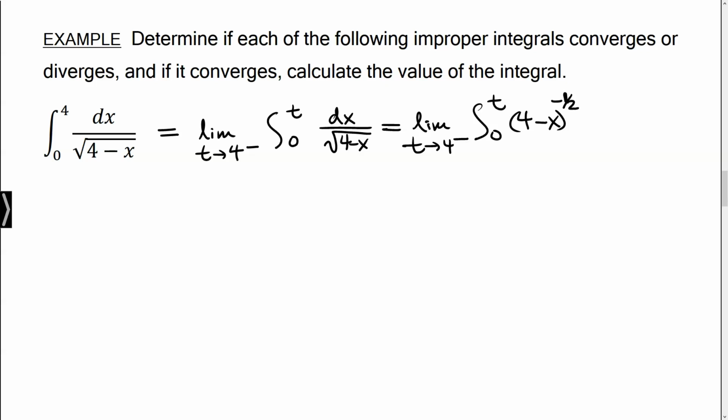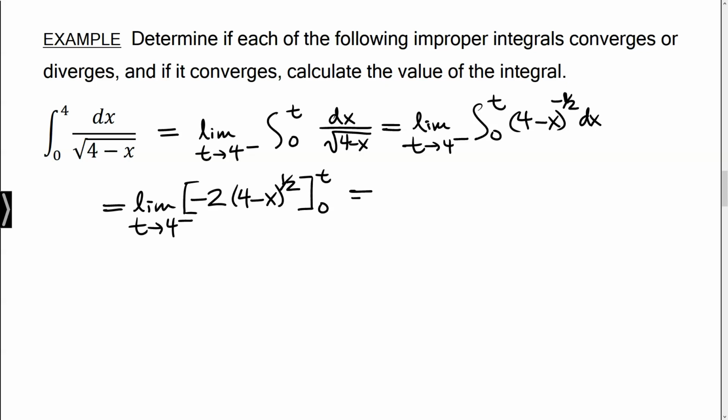Because 4 minus x to the negative 1/2 power, that's just a little u substitution with -1. So you're going to pick up a factor of -1. You can just do the power rule as normal. So this would give us the limit as t goes to 4 from below of 4 minus x to the 1/2 over 1/2. So that would be 2 times 4 minus x to the 1/2, but we pick up that minus sign because of the substitution, and it's all taken between 0 and t.